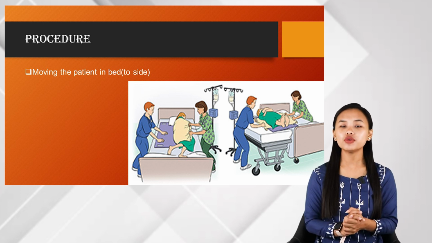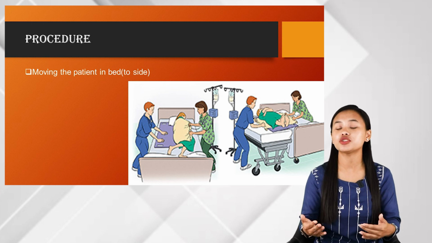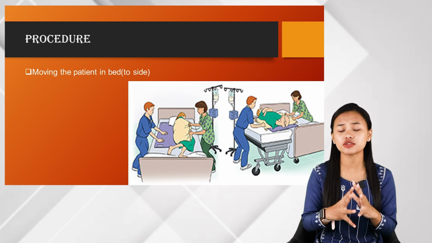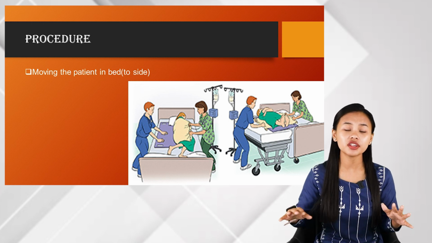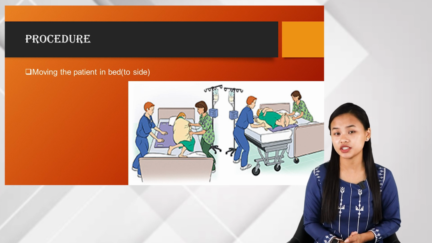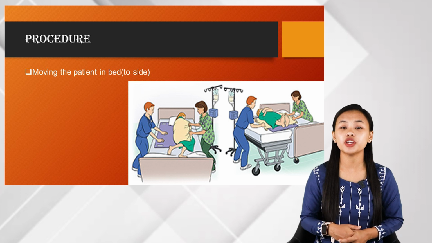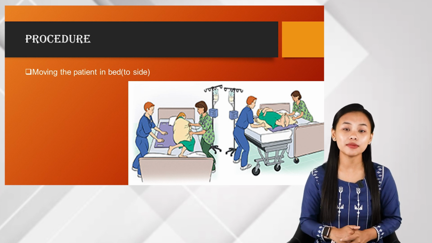So here, whenever you need to change the position of the patient from the supine to the side, what you must make sure is that you wash your hands, you dry them, you make sure that the bed is in a flat position. Then when the patient is in a supine position, you must slide your hands under the patient's head, shoulders, chest, hips, and the legs.